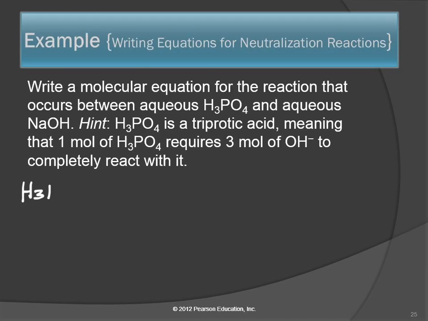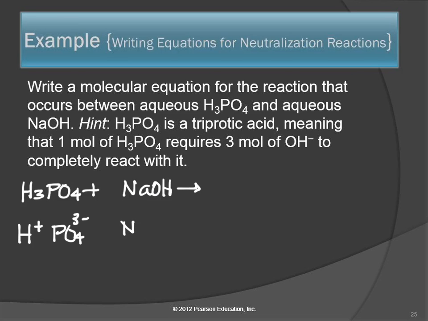So H3PO4, and that's going to react with sodium hydroxide, and they want an equation for this. Acid-base neutralization reactions are a form of double replacement, and so that is often the best way to predict the products. What ions does this form? Well, it forms hydrogen ion and phosphate ion. Sodium hydroxide is composed of sodium ions and hydroxide ions. They're going to swap partners.